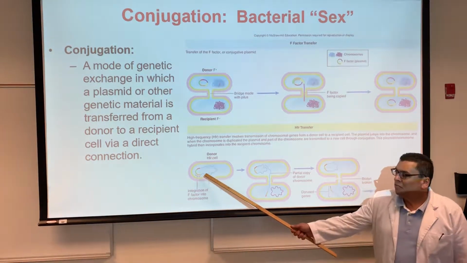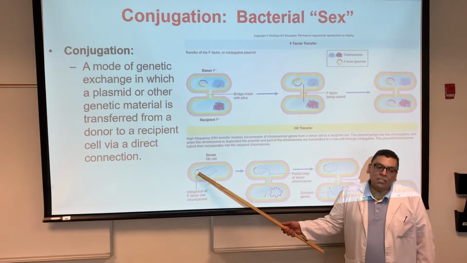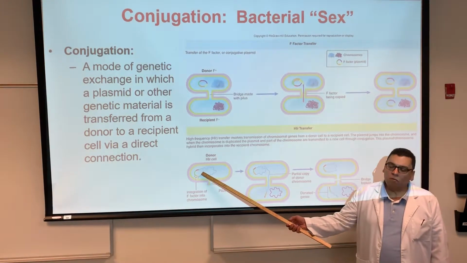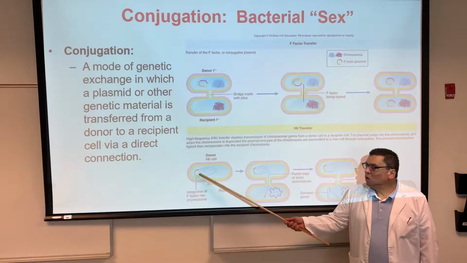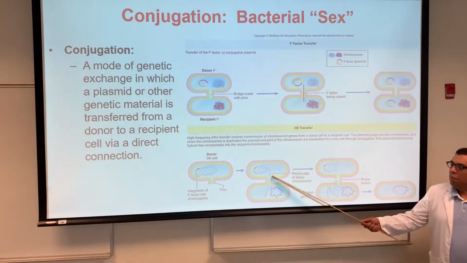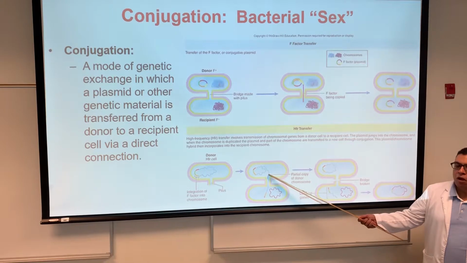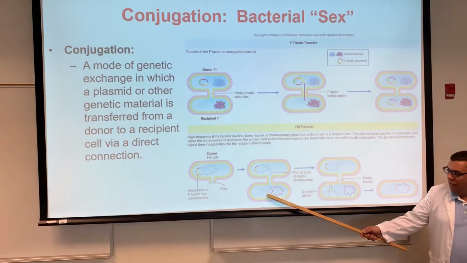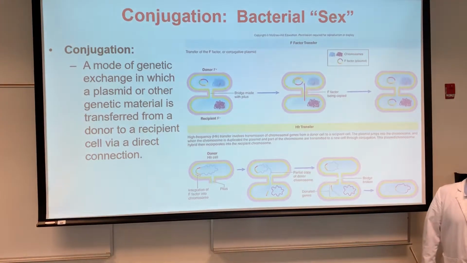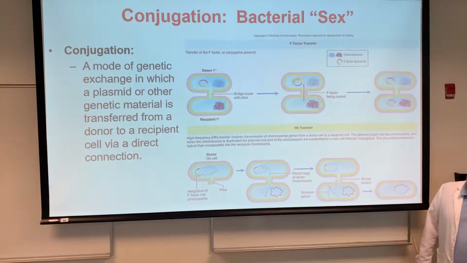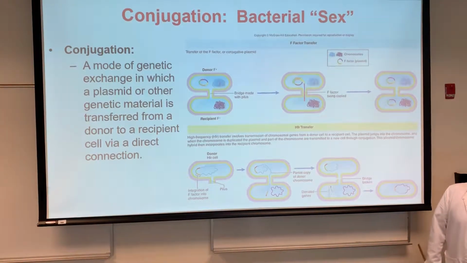But sometimes the plasmid is incorporated into the main chromosome. That's like this one. When this one gets copied, notice something. It copies a piece of the donor chromosome along with it. It copies the plasmid, but also a piece of the donor chromosome as well. That's the high frequency transfer, HFR.